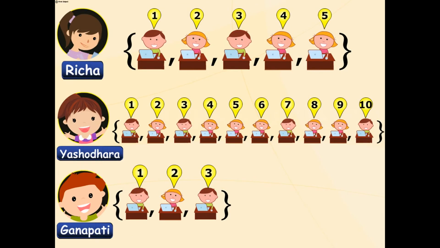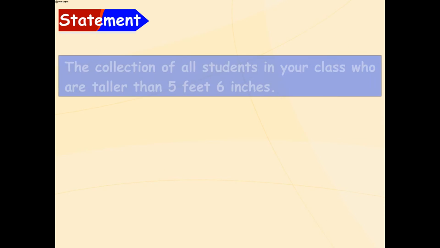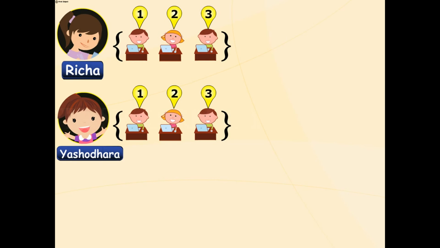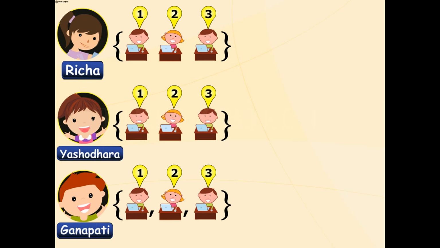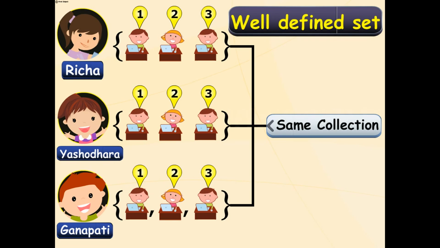Ganapati decides that tall means every student whose height is more than 5 feet. His set has 3 students. We find that different people get different collections. So this collection is not well defined. Now consider the following statement. The collection of all students in your class who are taller than 5 feet 6 inches. In this case, Richa, Yashodhara, and Ganapati all will get the same collection. So this collection forms a well-defined set.